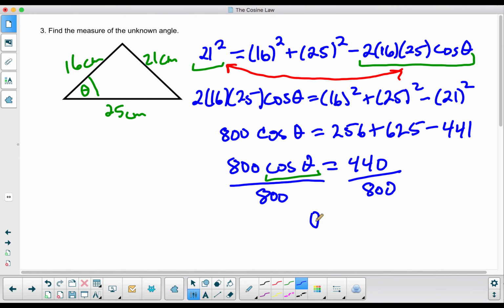All right. And just don't forget, when we divide this, we're going to get a long decimal number. But when you're finding the missing angle, you have to do that inverse cosine. So what I'm going to punch in my calculator is 440 divided by 800 equals, and I get about 0.55. But to find the angle, I'm going to hit second function cosine, and the angle I get is about 56 or 57 degrees.